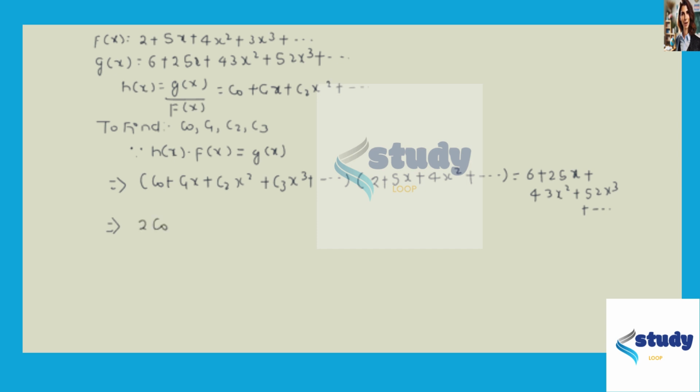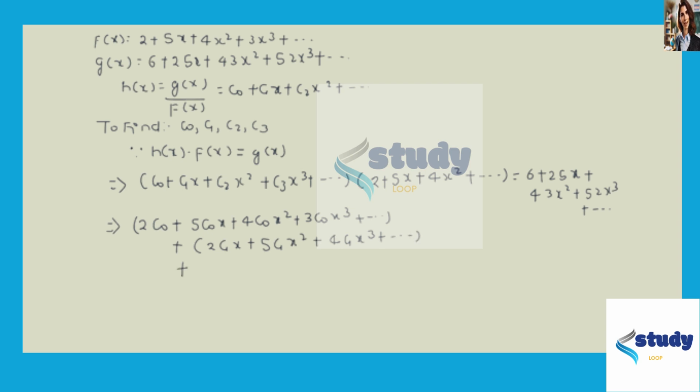So 2 times c0 we get first. Then c0 multiplied with the next term gives 5c0 times x, then 4c0 times x square, and then the next term is 3x cube, so I will get 3c0 x cube. Correct. So this is what I will get with c0, and then I will multiply with c1. So I will get 2c1x plus 5c1 x square plus 4c1 x cube and so on.